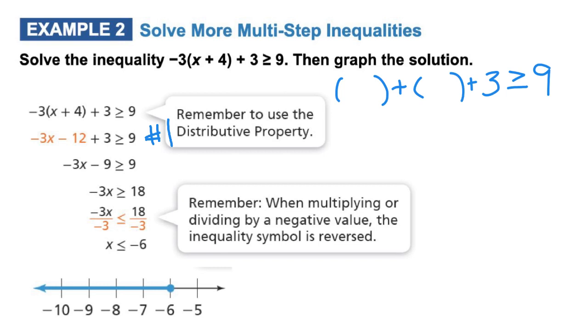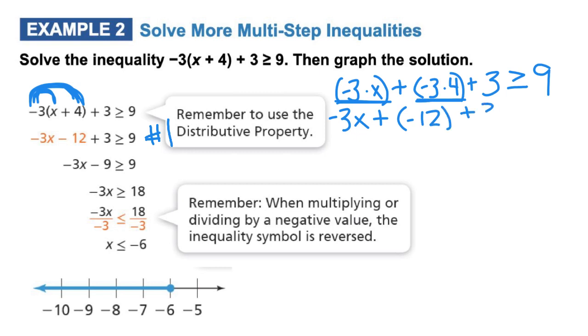And by the way, if I'm going too fast, you can absolutely pause me, catch up, and then start the video again. All right, so in my first set of parentheses, I have a negative 3 times x. In my second set of parentheses, I'm going to have negative 3 times 4. All right, this is negative 3x. This is negative 12. And then I copy, copy, copy. All right, you might want to pause me for a second and get caught up.